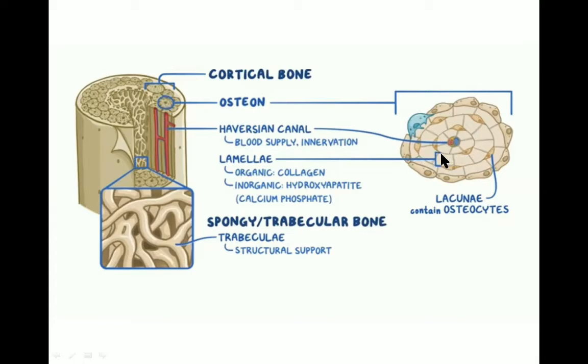And then we have the lamellae. These lamellae have the organic part as collagen and the inorganic part as hydroxyapatite, which is calcium phosphate. In between these lamellae we have the lacunae, which contain the osteocytes, that is, the bone cells. Okay, this is the basic cross section of the bone.